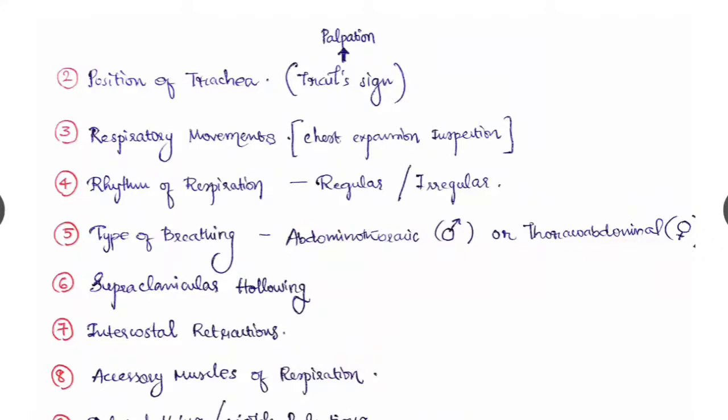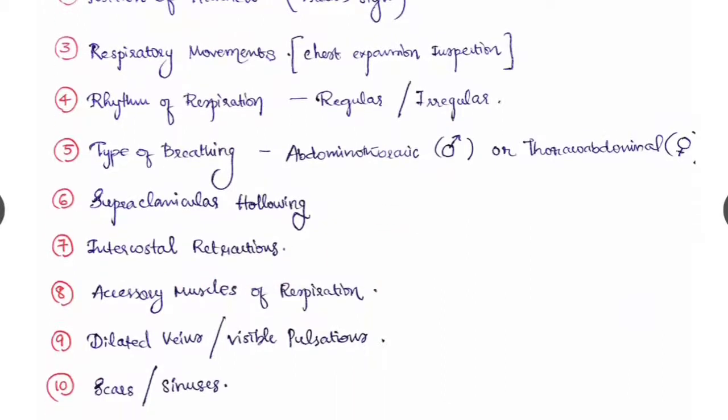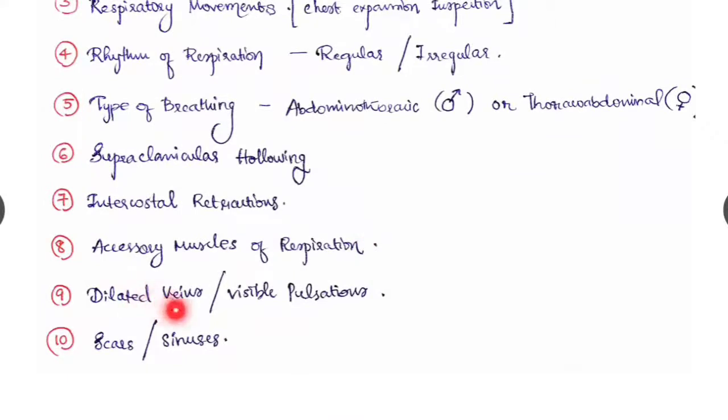Type of breathing we have to observe, whether it is abdominothoracic, seen in males, or thoracoabdominal in females. We have to check whether a supraclavicular hollowing is present, whether any intercostal retractions are seen, and whether the patient is using any accessory muscles for respiration, like the sternocleidomastoid or any abdominal muscles. We have to check whether any dilated veins are present or any pulsation is visible, and also check for scars and sinuses in the chest wall.